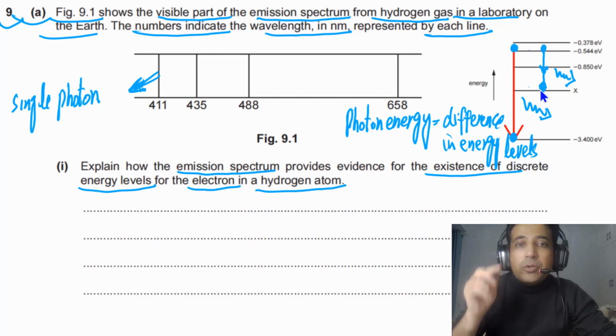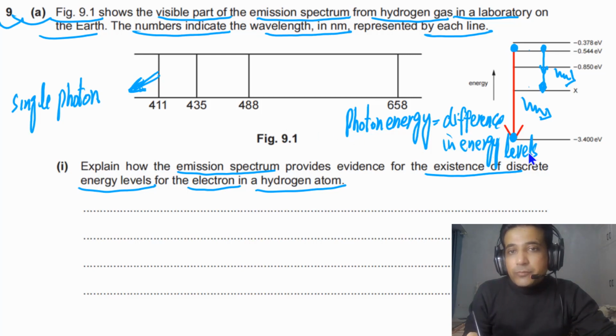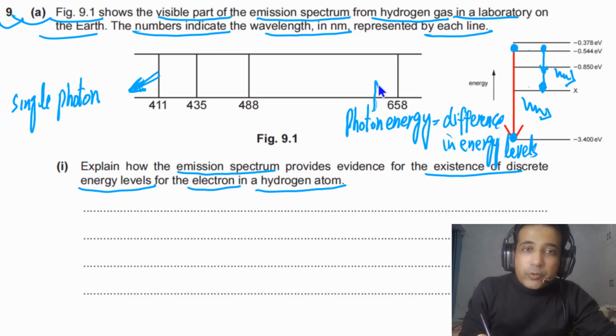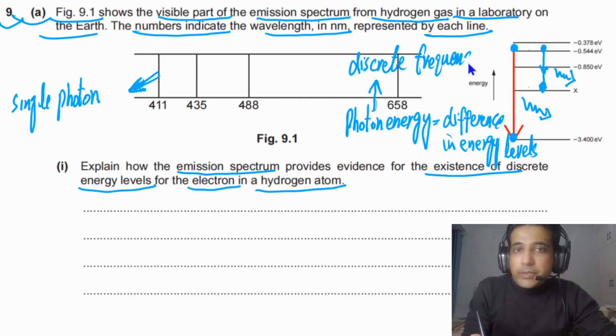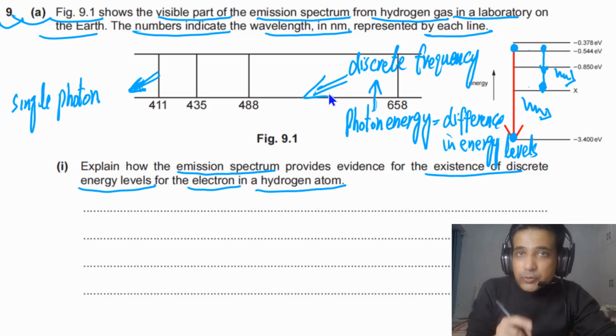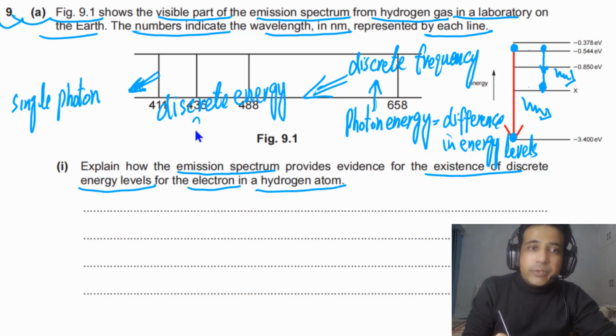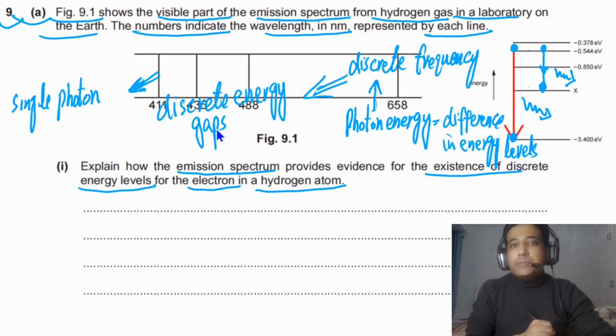So we can say the photon energy is equal to the difference in energy levels, and each emitted photon will have a discrete frequency. The discrete frequencies of photons are telling us about discrete energy gaps, or you can say discrete energy levels, in the hydrogen atom. So this is what the question is asking you.